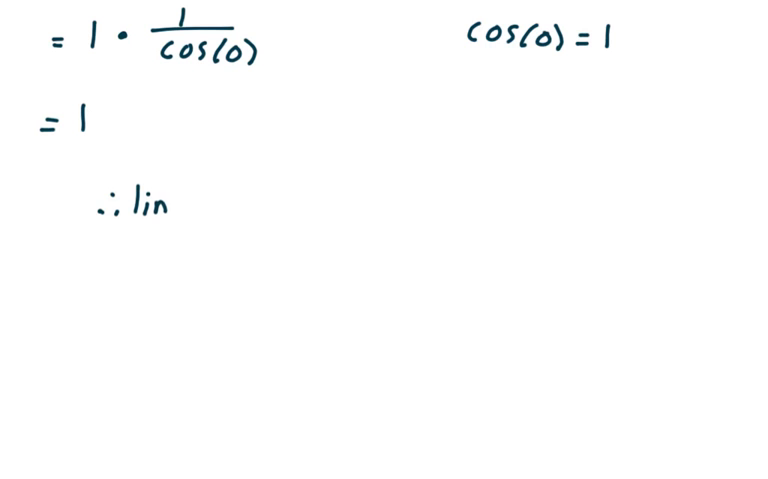So this is equal to 1 times 1 over cosine of 0. But remember that cosine of 0 is equal to 1. And so this limit will end up being 1. And so therefore the limit as theta goes to 0 of tangent theta divided by theta is equal to 1. Now, let's go ahead with that in mind. Take a look at number 51.